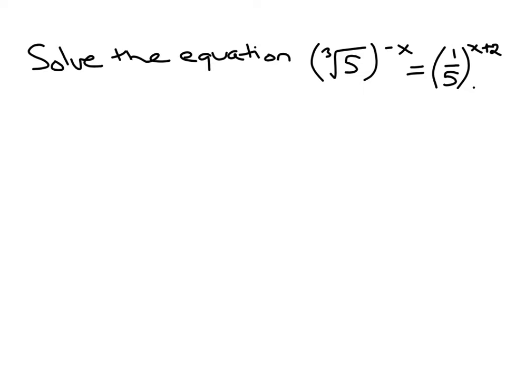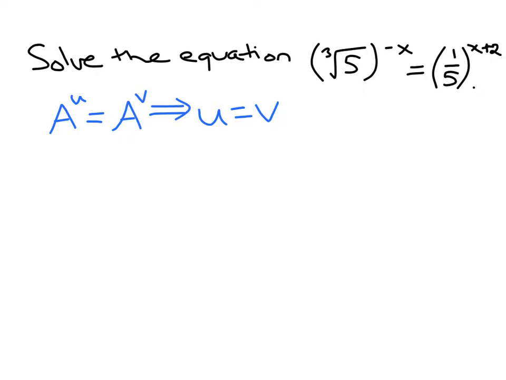There's a property of exponential functions that says if a to the u equals a to the v, let's say, so if you have the same base on both sides, then it's fair to assume that those exponents are equal to each other. And that's called the one-to-one property of exponential functions.